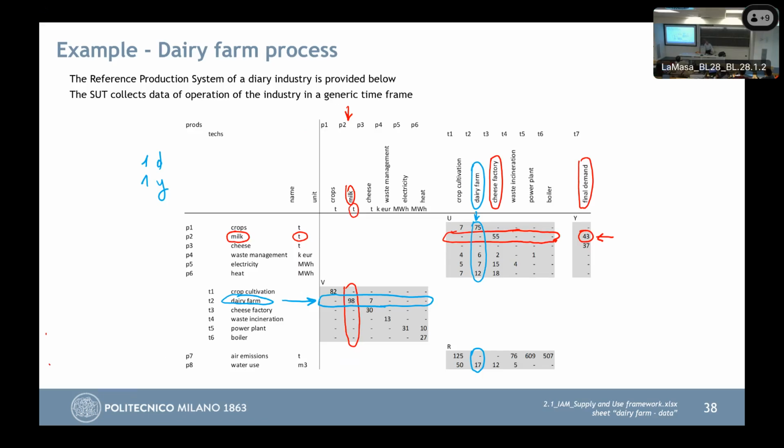Great. So I assume that is clear. Okay. Do you have some problems in understanding the difference between the reference production system and the supply and use table? If you are mastering these, then more than half of the course is done. You are able to distinguish and to translate a reference production system to a supply and use table and vice versa.